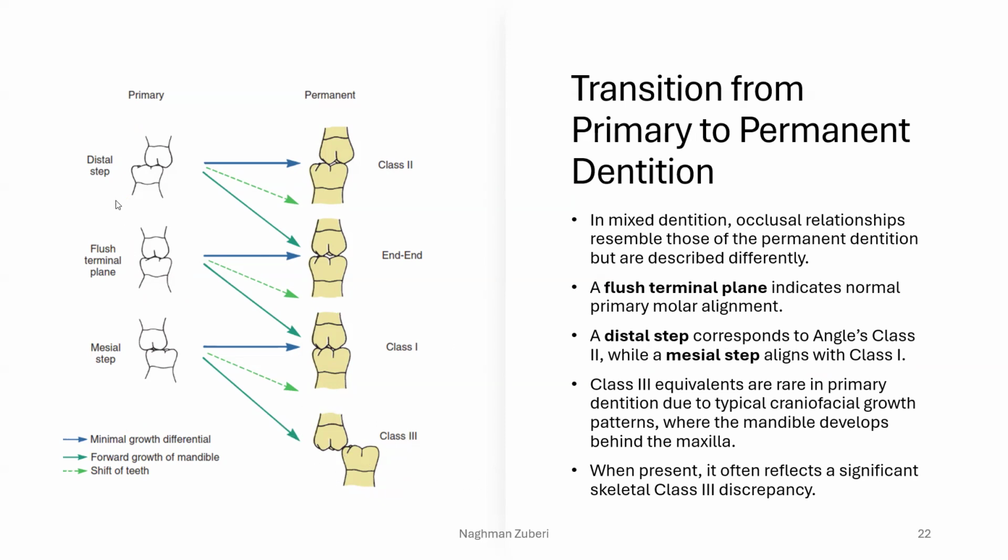Otherwise, we have only three relationships in the primary dentition most commonly, and the normal one is flush terminal plane. So distal step for class 2 and mesial step for class 1.